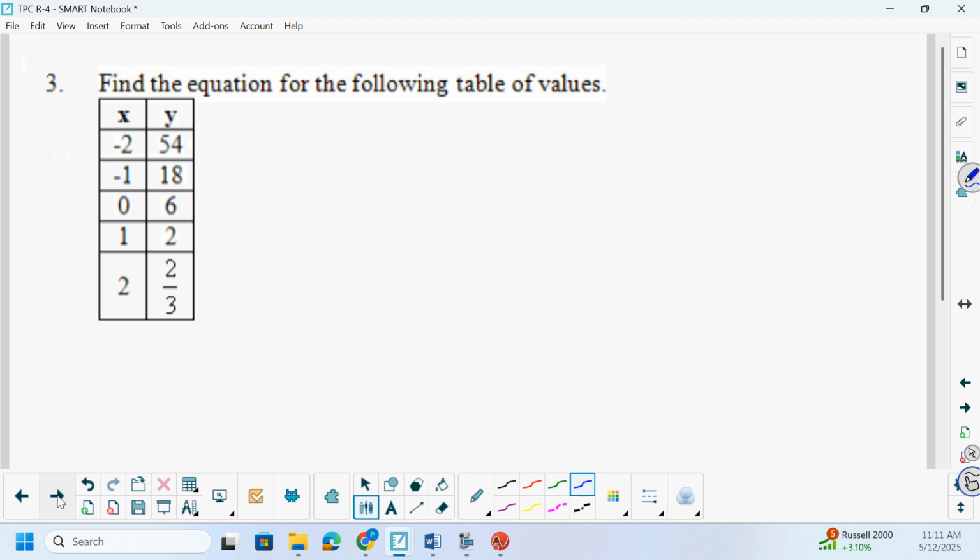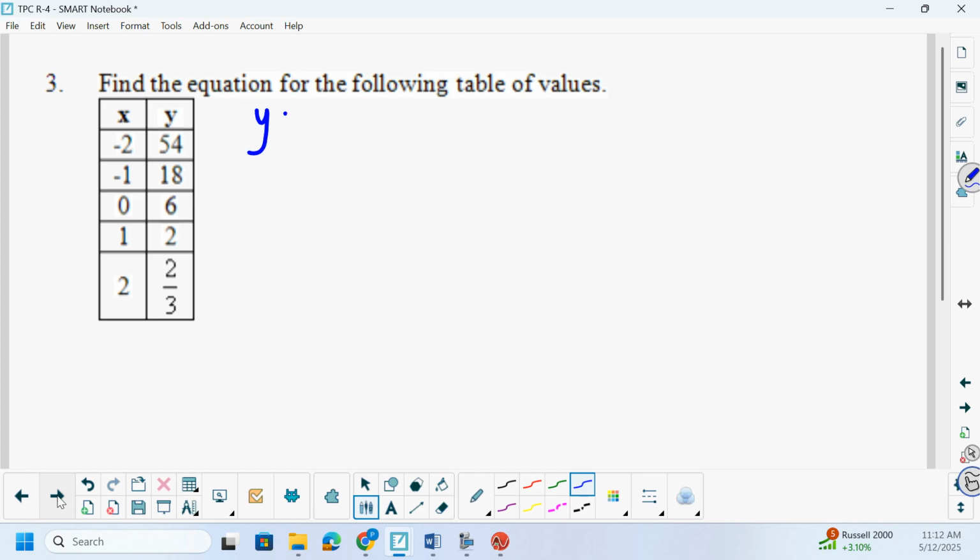All right, next one. We've got a table, we want to find the equation. Well, if we look at our rate of change, when you go 54 to 18, 18 to 6, 6 to 2, and so on, that is not a constant rate of change. So that rules out linear. So we must be working with exponential then. Those were the two main types of functions we worked with.